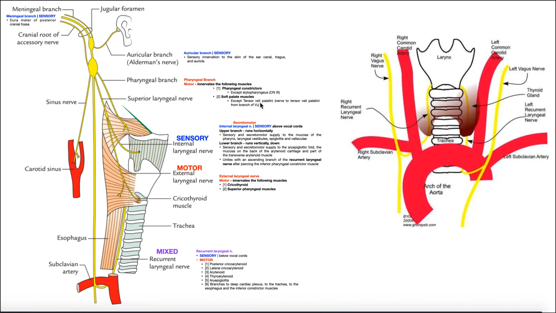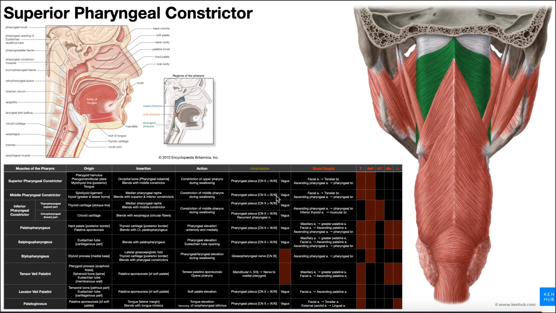And the main exception to that is the tensor veli palatini muscle, which is actually innervated by a branch of the trigeminal nerve. We'll get to that later on. Okay? So that is the innervation of the superior pharyngeal constrictor. Notice that it has more of a contribution from cranial nerve 10 than it does 9 and 11. Okay, so mostly vagus. And the blood supply is through two main arteries. One is the facial artery through a tonsillar branch, and then also the ascending pharyngeal artery through a pharyngeal branch.